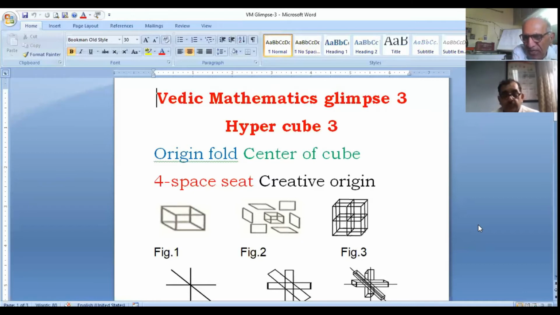Therefore, hypercube 3 as value 3 and having corresponding 5 different letters in Devanagari alphabet will ultimately take us to the mathematics of a 5 space. This is the background. Now let us see. We are today focusing upon the origin fold as center of the cube. Cube is the figure 1 here. It is like this a figure. It is a figure having 8 corner points, 12 edges, 6 surfaces, and the volume.